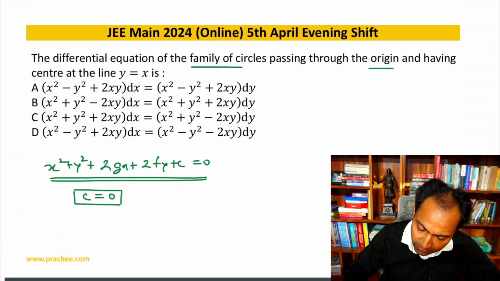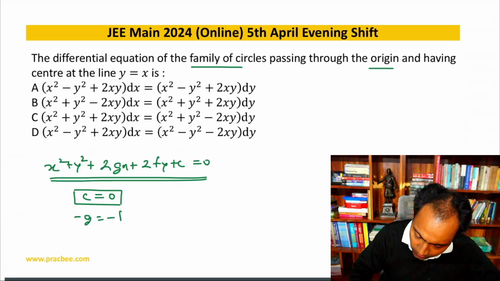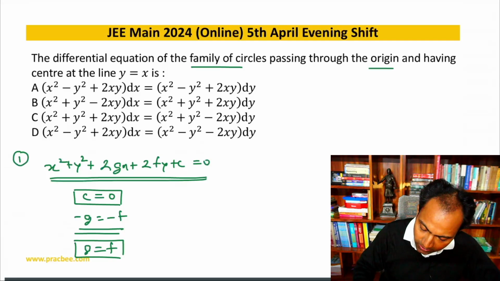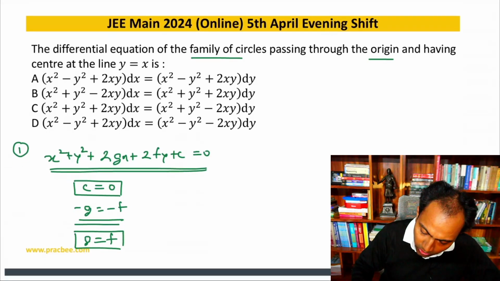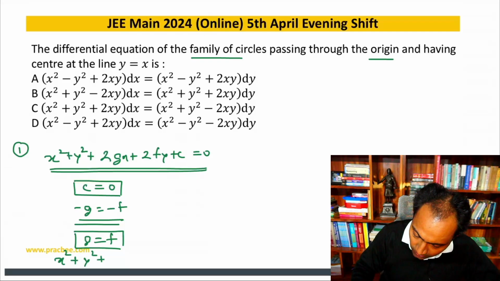And the second is having center at y is equal to x, then minus g will be equal to minus f, because the center is minus g comma minus f. So you can see that g comes out to be equal to f. This is the first part, wherein by applying this condition we were able to come up with the generalized equation x square plus y square plus 2gx plus 2gy is equal to 0.